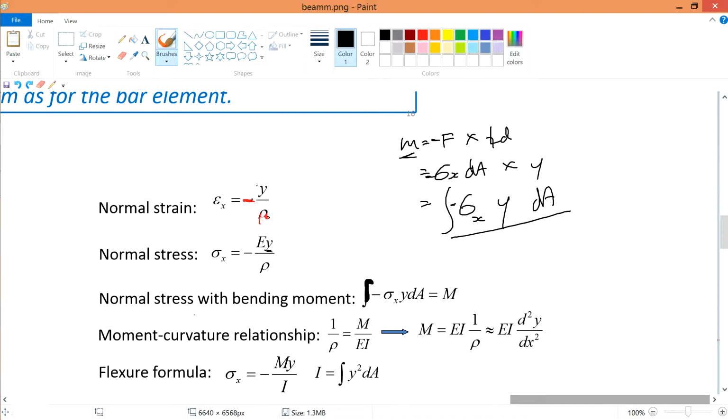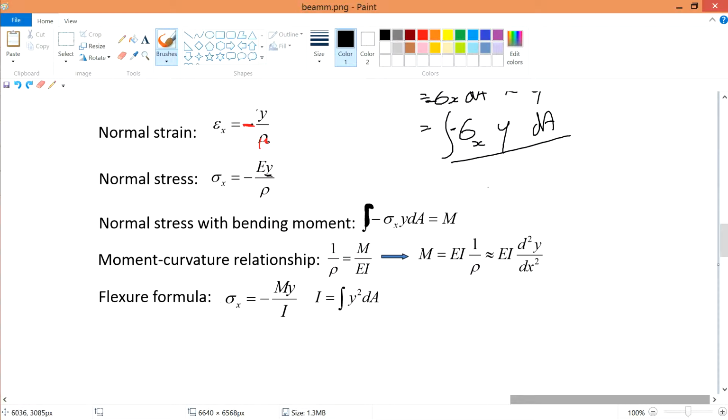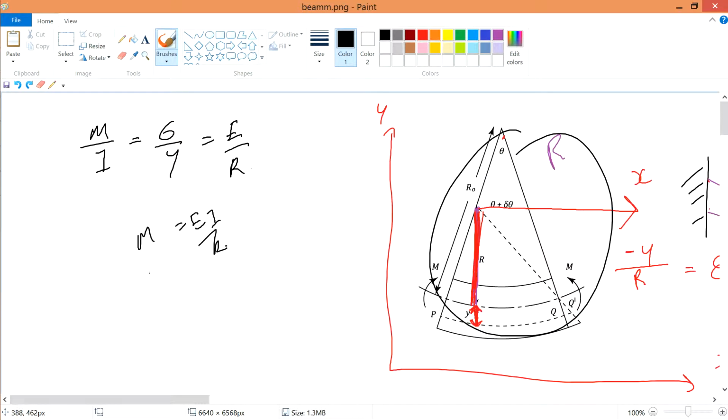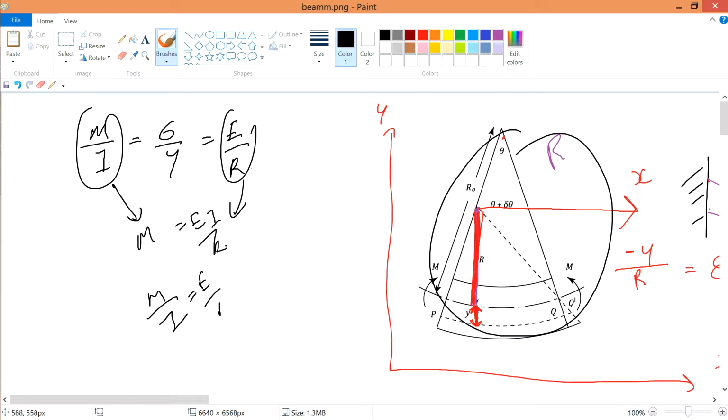What is it all about? From here it is a little bit abstract, but let's just come here. We know that this thing over here is very familiar to us. So I'll take this thing and put it over here, take this thing and put it over here. So I have M over I equals E over R. I just bring this I upwards, and I have M equals EI over R.